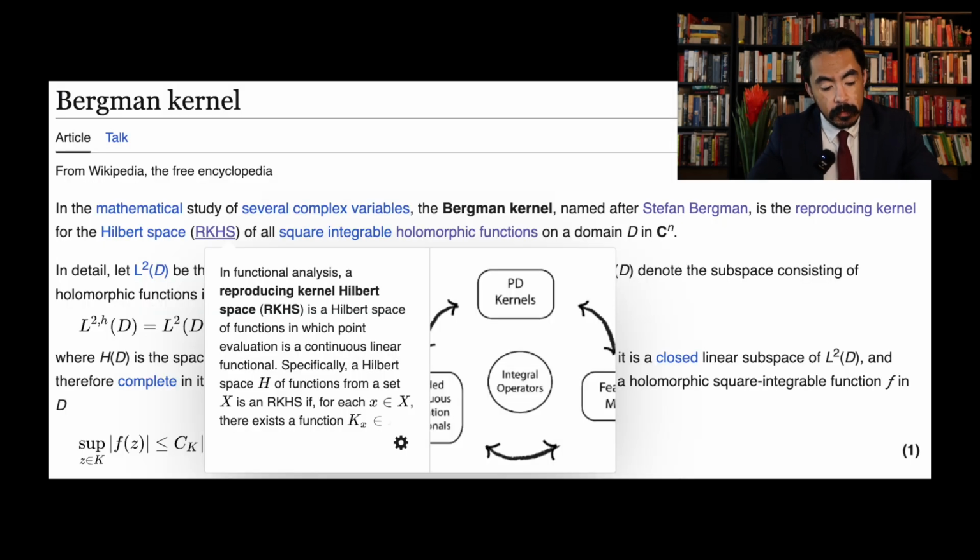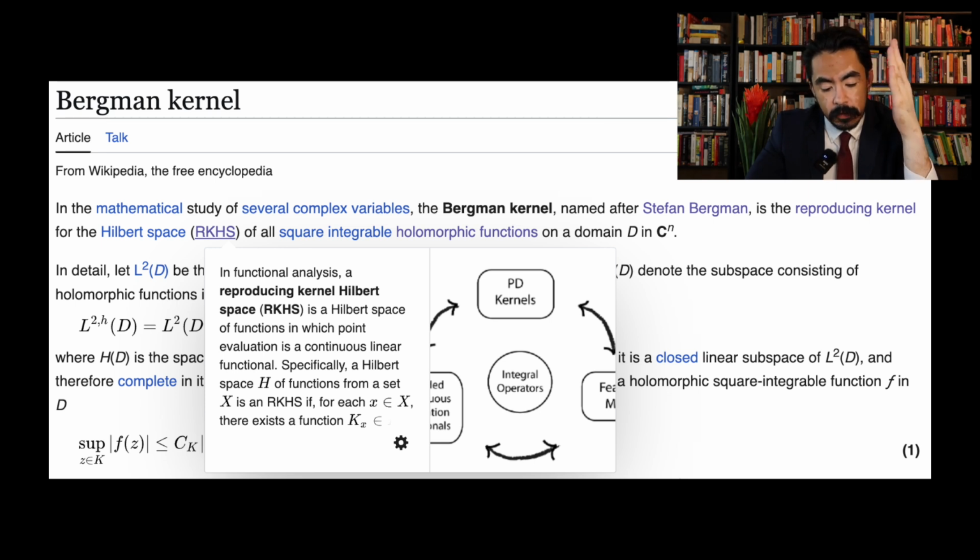So specifically, a Bergman kernel is what's called the reproducing kernel for the Hilbert space of all square integrable holomorphic functions on a domain capital D, which is a subset of n-dimensional complex space. And so I threw this term out there, the reproducing kernel for the Hilbert space. What does that mean? A reproducing kernel Hilbert space is a Hilbert space of functions in which point evaluation is a continuous linear functional.